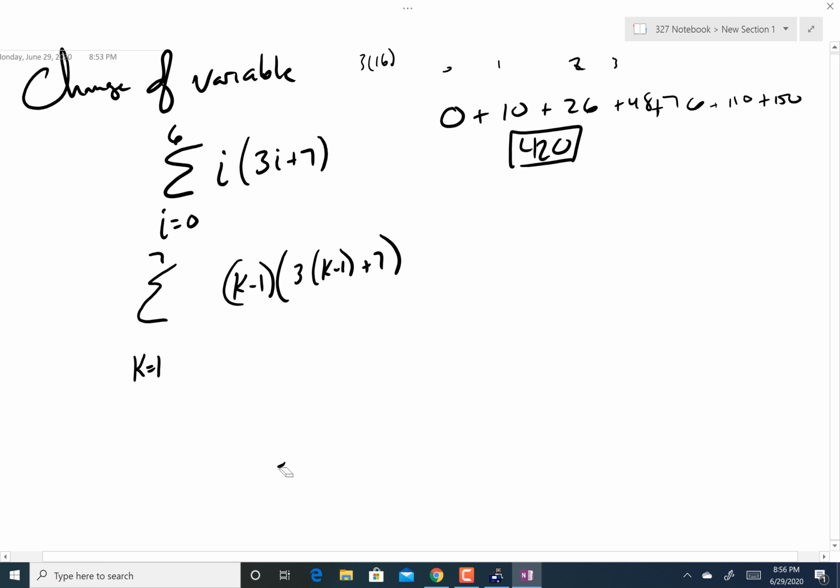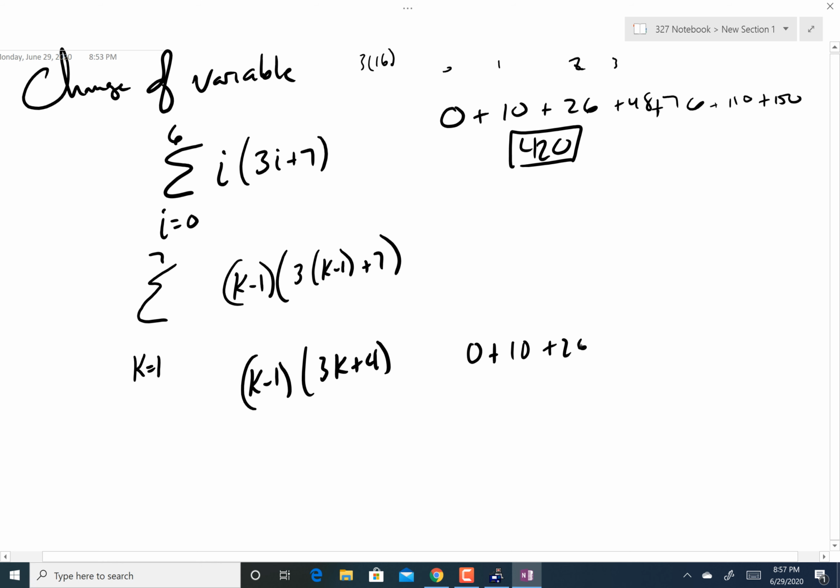Now, I'm going to clean this up a little bit. This is going to be k minus 1 times 3k minus 3 plus 7 is 3k plus 4. Cool, let's see what happens. When you put a 1 into here, what do you get? Well, 1 minus 1 is 0, so you get 0. When you put a 2 in there, you get 2 minus 1, of course, is 1, and then this is 6 plus 4 is 10. Cool. Put a 3 in there, you're going to get 2 times 13, which is 26, and so on and so on and so on. They work the same way.